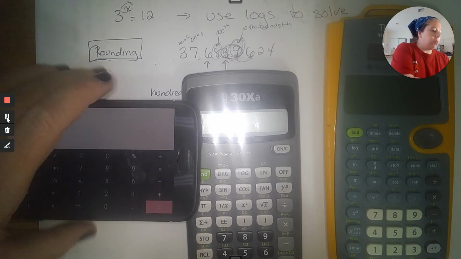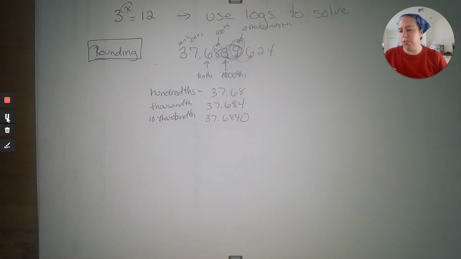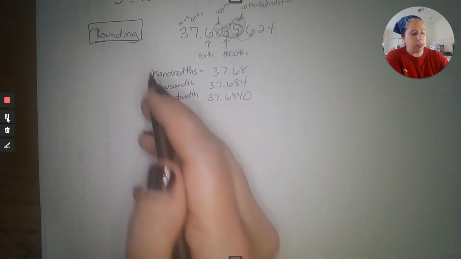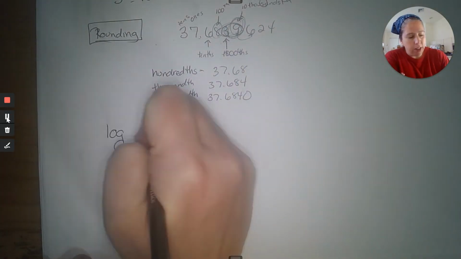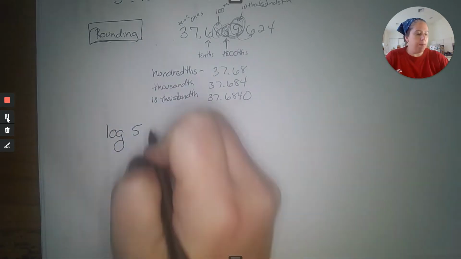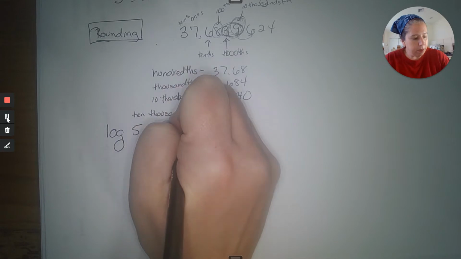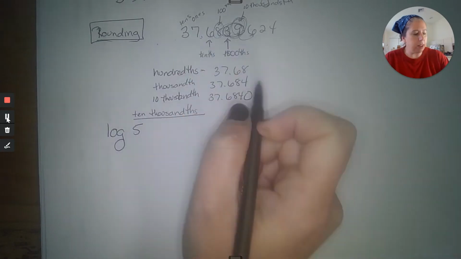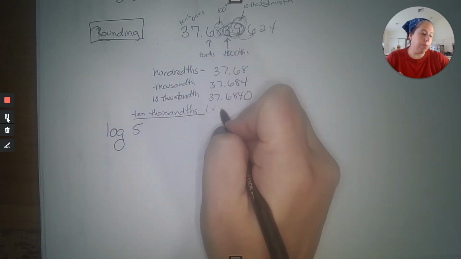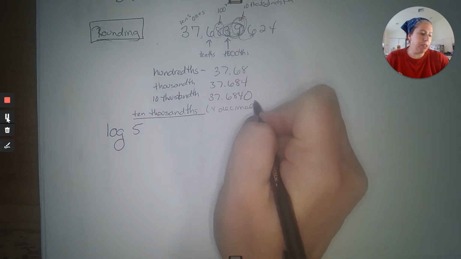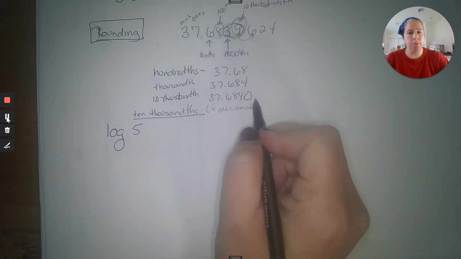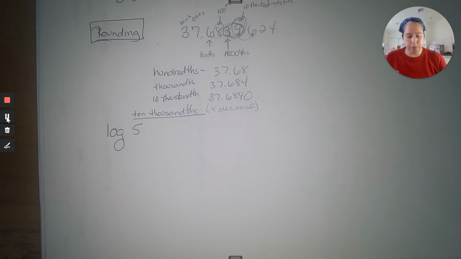All right, so let's do something real quick. I'm going to show you how to do this on every one of the calculators. Make sure you get this right. So if I want to find the log of 5 to the nearest ten-thousandth, so it's 4 decimal places, right? And by the way, when we talk about decimal places, that's the numbers on the right. So we're going to start with this one.